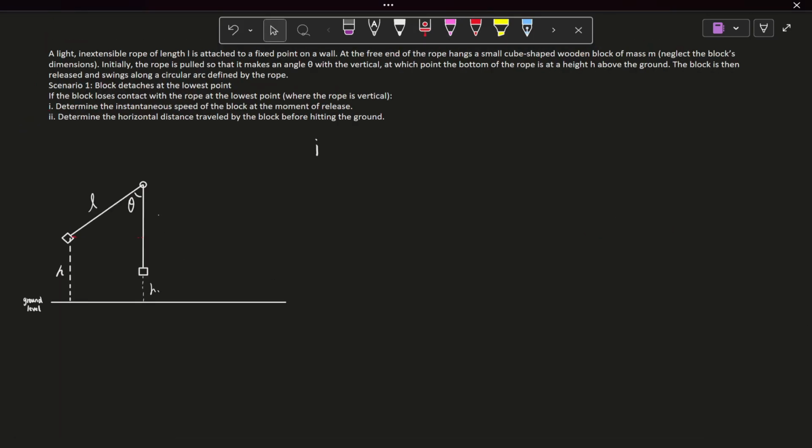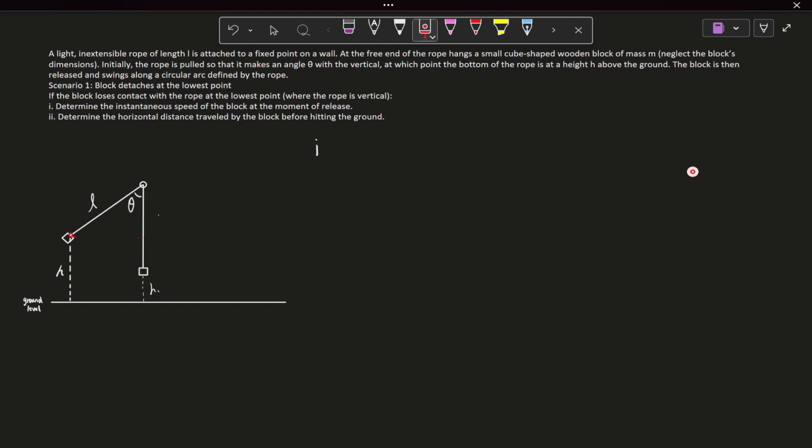A light inextensible rope of length L is attached to a fixed point on the wall. At the free end of the rope hangs a small cube-shaped wooden block of mass m. Neglect the block's dimensions. Initially, the rope is pulled so that it makes an angle theta with the vertical, at which point the bottom of the block is at a height h above the ground. The block is then released and swings along a circular arc defined by the rope. Scenario 1. Block detaches at the lowest point. If the block loses contact with the rope at the lowest point where the rope is vertical, determine the instantaneous speed of the block at the moment of release.